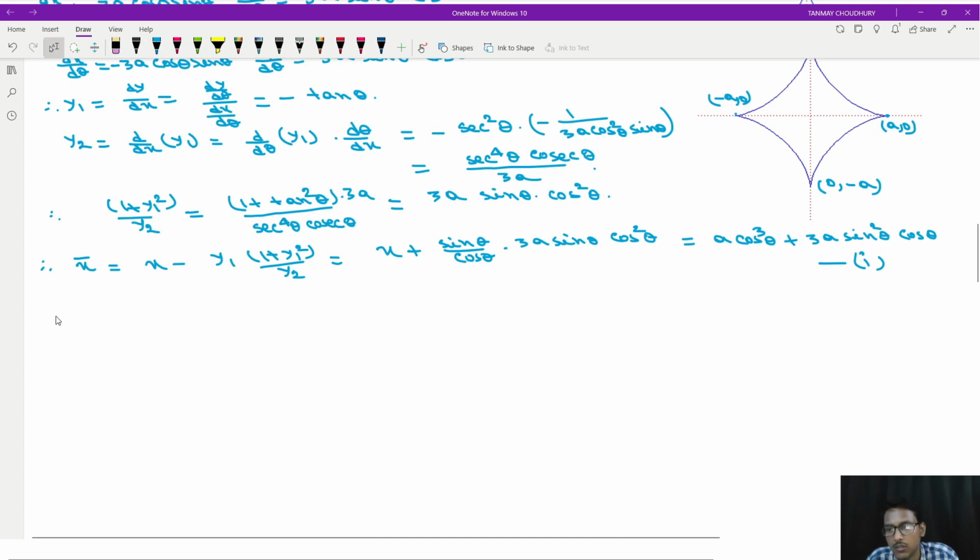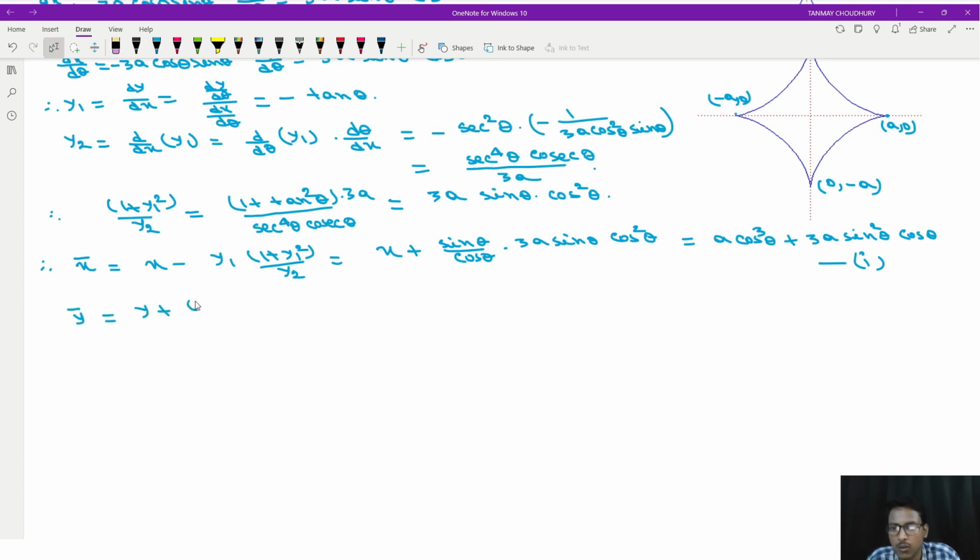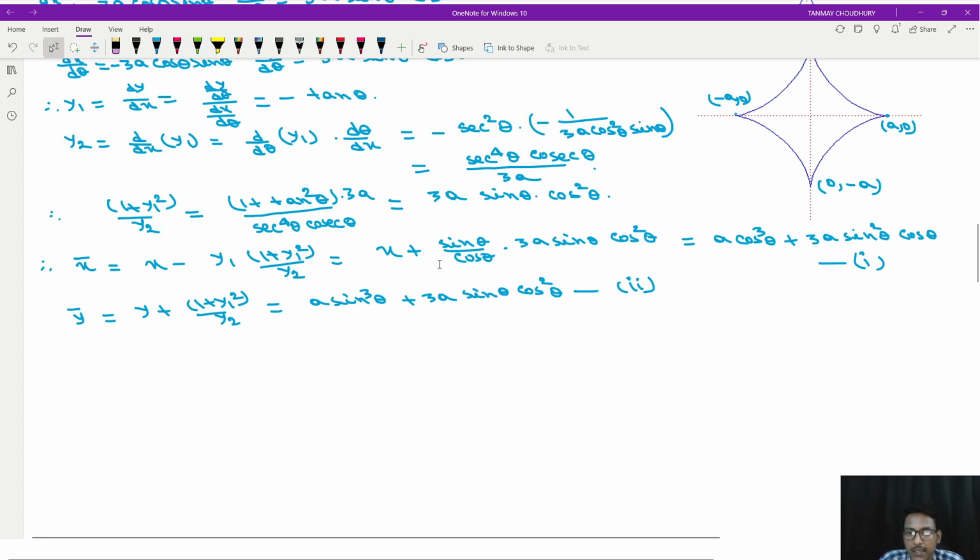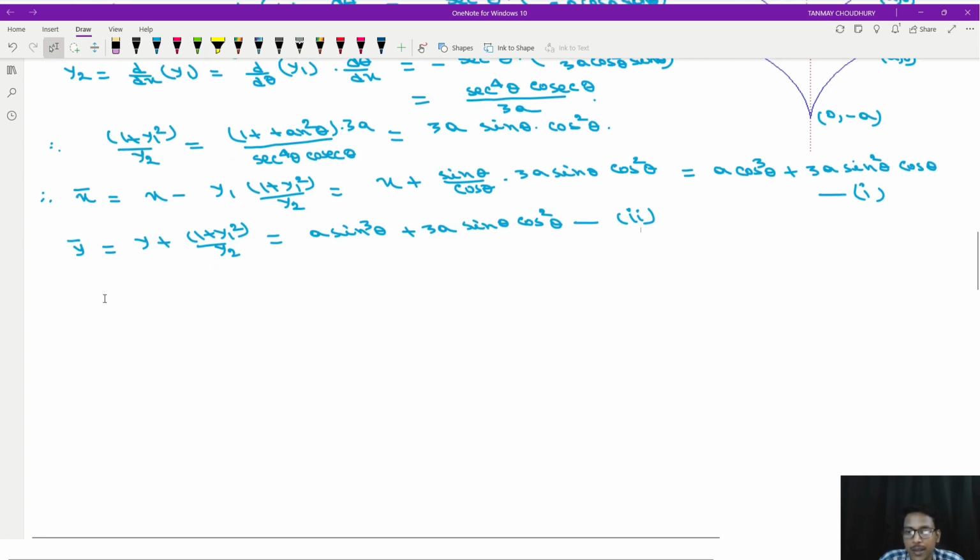Now similarly, what will be y bar? Y bar is y plus (1 plus y1 squared) divided by y2, and y was nothing but a sin³ θ plus 3a sin θ cos² θ. Call this equation 2. So from these two equations we have to eliminate θ, to get a relation between x bar and y bar.